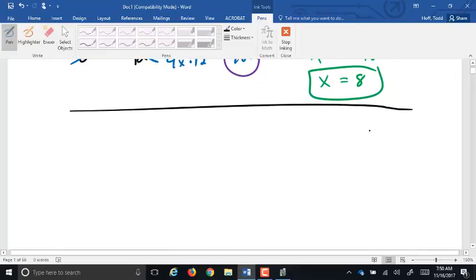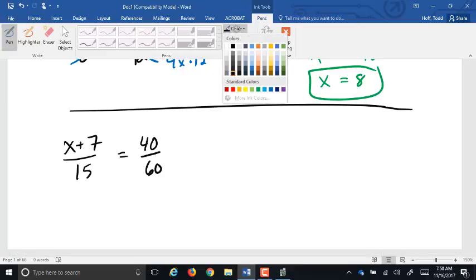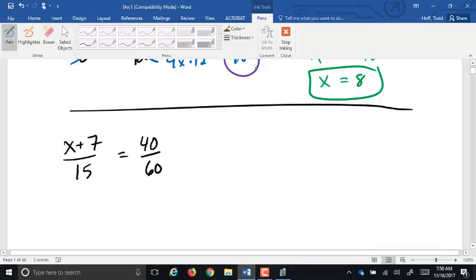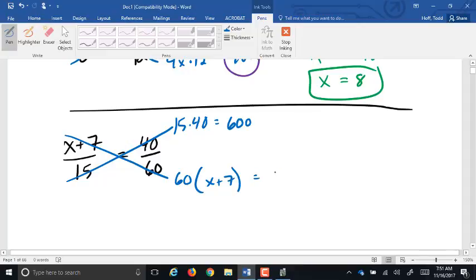Or we might have x plus 7 over 15 equals 40 over 60. Again, the variable isn't by itself, so let's cross multiply. We'll do 15 times 40 on this diagonal, which is 600. This diagonal is 60 times x plus 7, which is 60x plus 420, right?